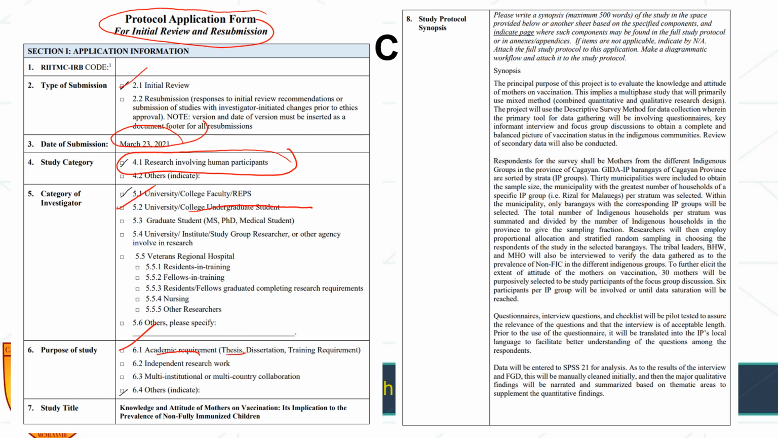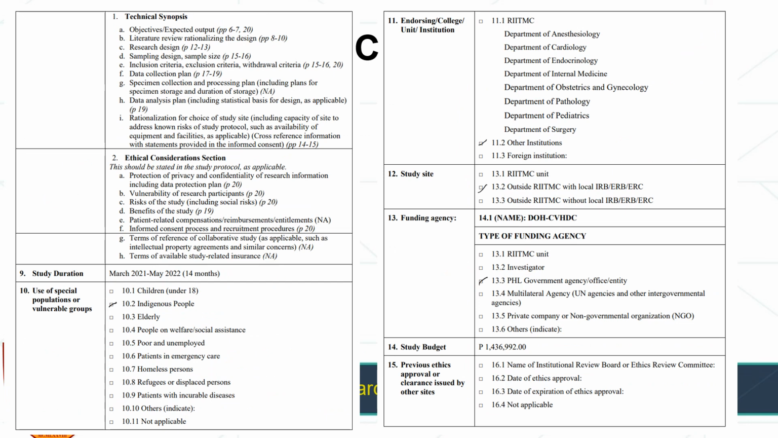And then you need to type in your study title and then the synopsis of your study here. Only a maximum of 500 words. And then you have technical synopsis. You need to write here the page numbers where they can find the objectives, expected outputs, literature review, research design, sampling design, etc. So the page numbers are according to your research proposal.